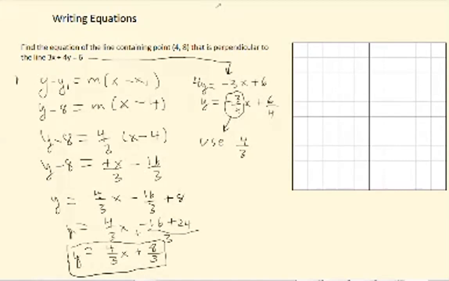Okay, now I'm going to do one more of these. Let me clear up things a little bit. Okay, so here's another one, and here we're going to find the equation of a vertical line that goes through this point. That point, it has to be vertical.